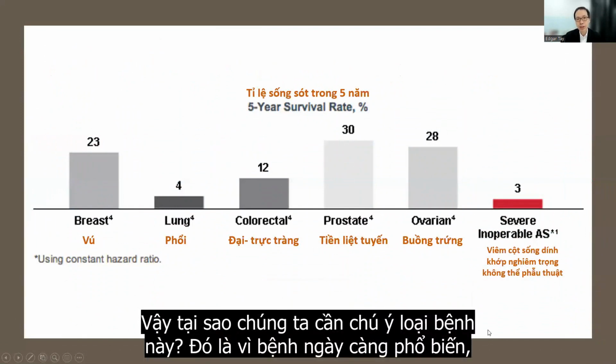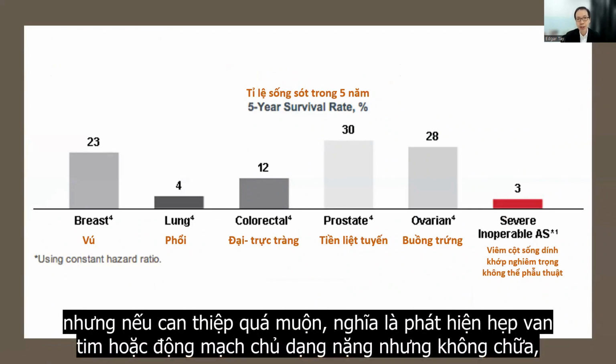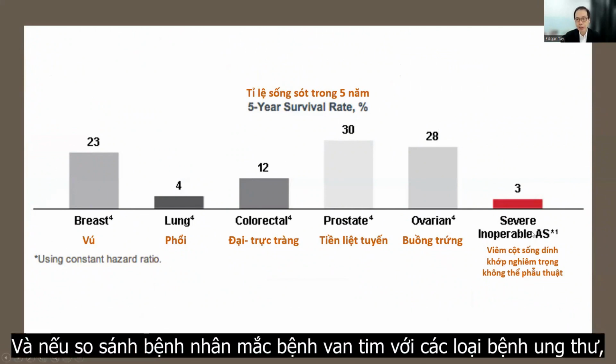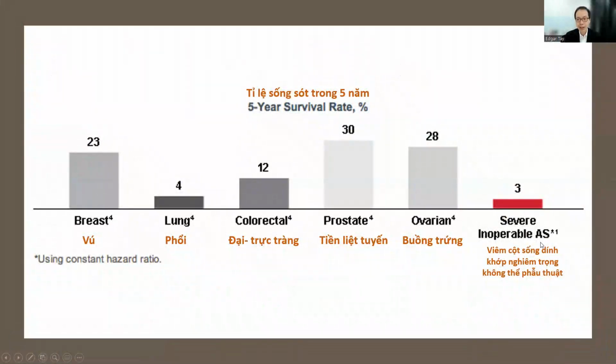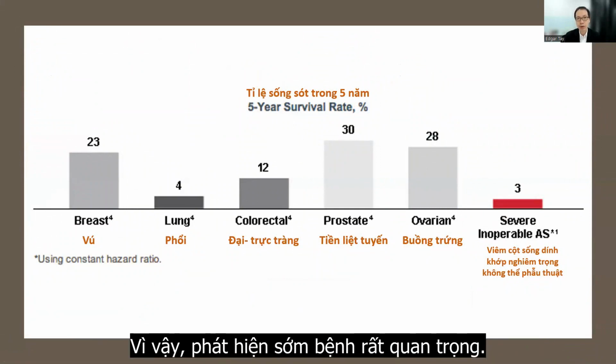So why are we concerned about this condition? It's because it's becoming common. And in fact, a lot of these patients can be treated. If they are left untreated, it means the patient has severe aortic valve narrowing or stenosis, and you leave them alone, what will then happen is that the outcomes are very poor. In fact, if you compare patients with this heart valve condition to various types of cancers, the survival prospects are much worse if it's left untreated. So it's very important to identify patients with heart valve disease.